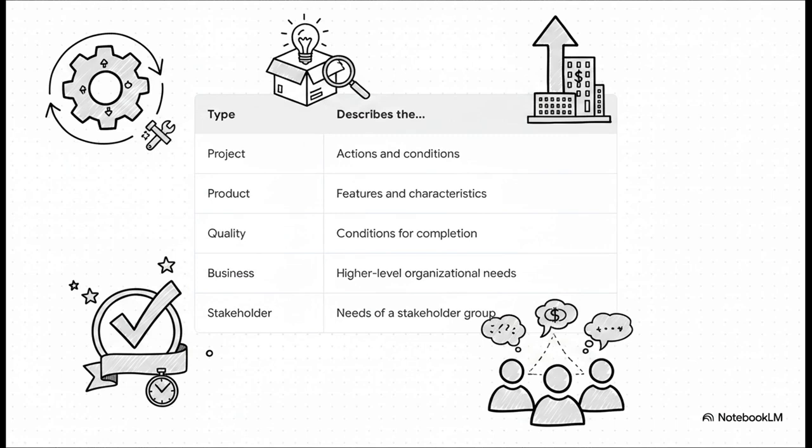Just take a look at this breakdown. They range from massive, high-level business requirements, the whole reason the project exists in the first place, all the way down to highly specific product requirements, which are the actual functional features you're building. Plus, you've got quality requirements to validate that the work is actually done, and stakeholder requirements to make sure specific groups get what they need. Recognizing these different buckets ensures nothing falls through the cracks.